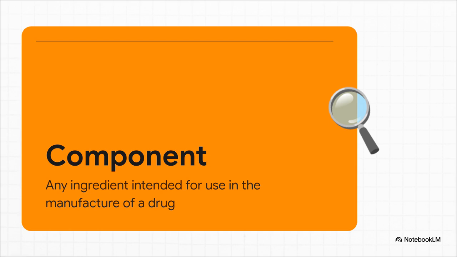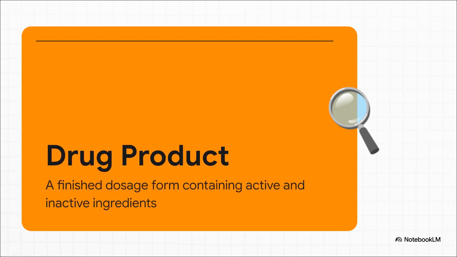Rounding out our glossary, we have the drug product. This is your finished dosage form, the actual tablet, the capsule, or the vial that contains both the active pharmaceutical ingredients and the inactive excipients. This is the thing that ultimately reaches the patient, and making sure it's safe is the ultimate end goal of every single control outlined in Subpart A.